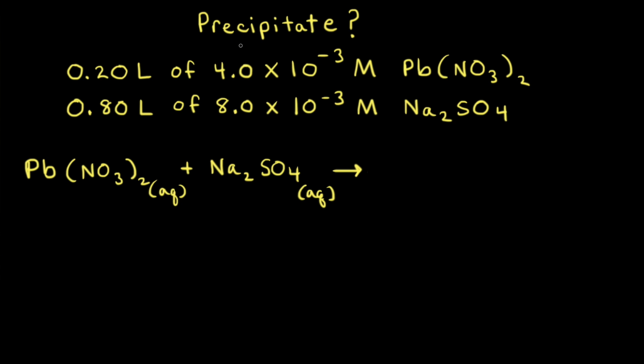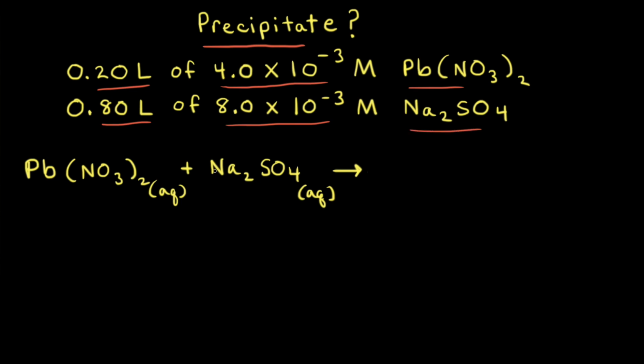For this problem, our goal is to figure out whether or not a precipitate will form if we mix 0.20 liters of a 4.0 times 10 to the negative third molar solution of lead 2 nitrate with 0.80 liters of an 8.0 times 10 to the negative third molar solution of sodium sulfate.